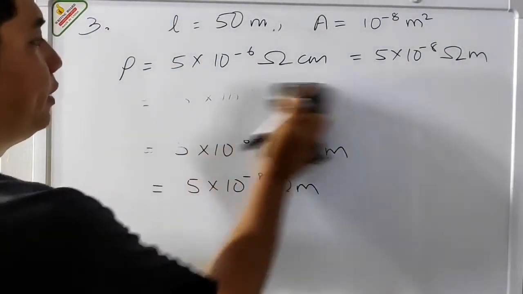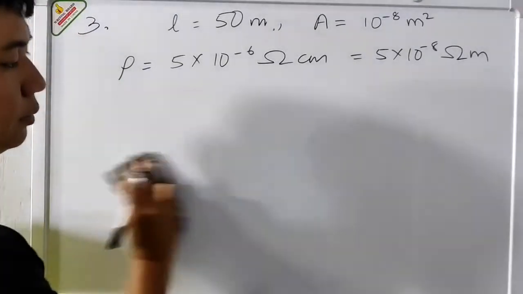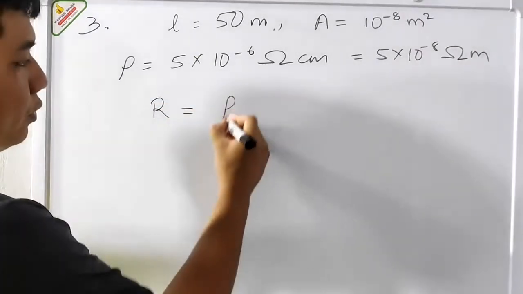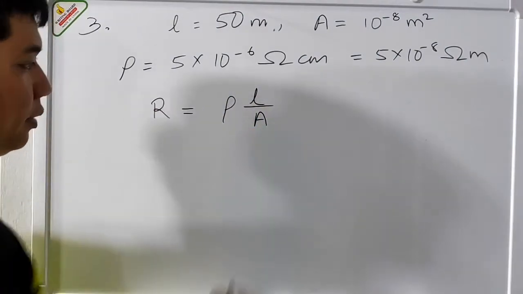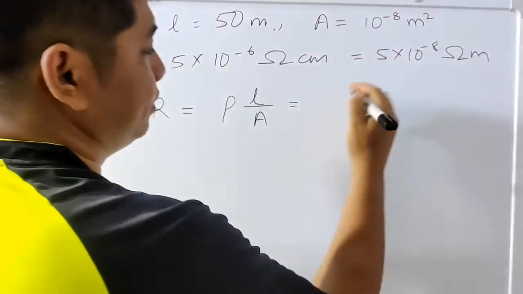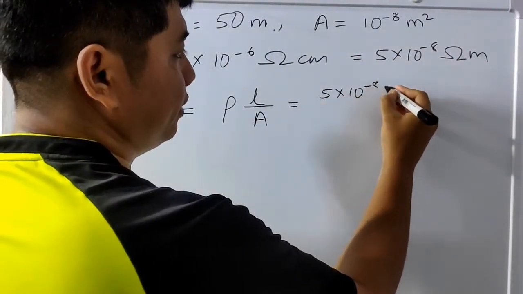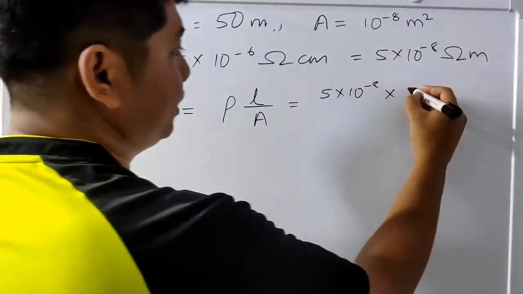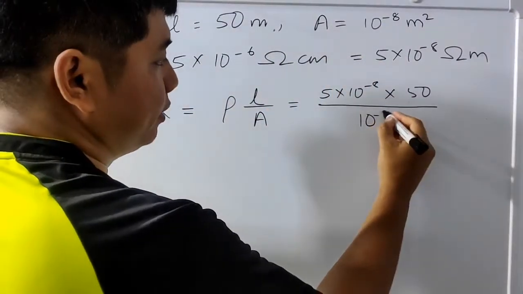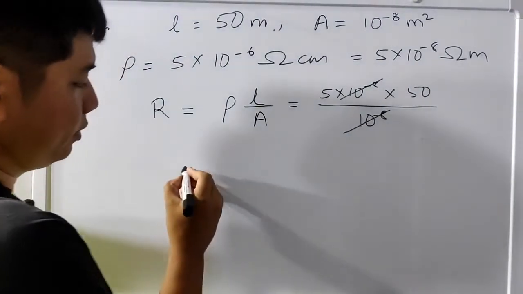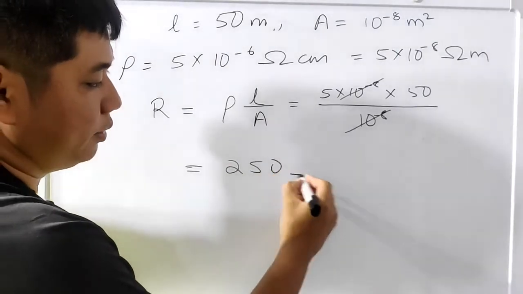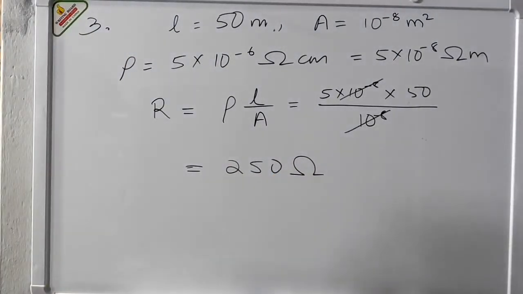Now we can calculate the value of R. The formula of resistance in terms of resistivity is rho L by A. Rho is 5 into 10 power minus 8. Then L is 50. And A is 10 power minus 8. 10 power minus 8 and 10 power minus 8 cancel. Then we can write 5 into 50 is 250 ohm. The unit of resistance is ohm.